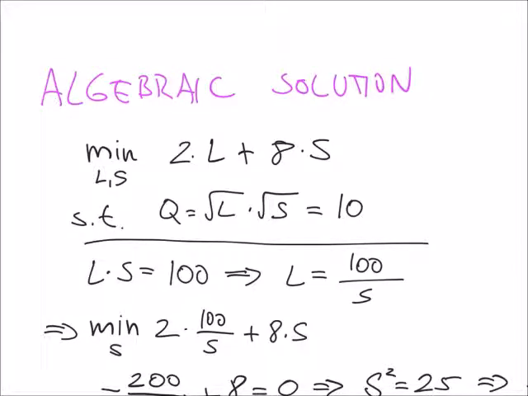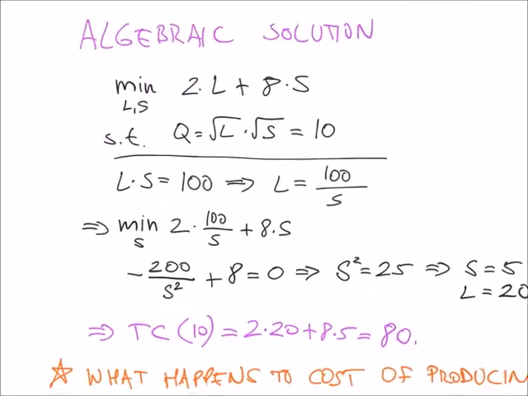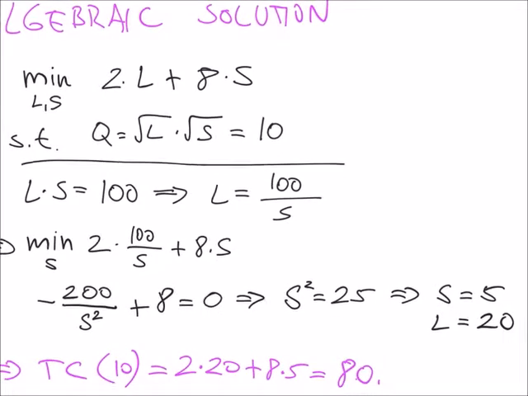Okay, so what we want is minimize. Let's write down what the costs are. Well, the costs are 2 times L, wages times L, plus 8 times S, cost of software times S. So we want to minimize this function. Once we know that L equals 100 over S, we can plug that in there, right? Minimize 2 times 100 over S plus 8 times S. And we can write that out: minimize 200 over S plus 8 times S.